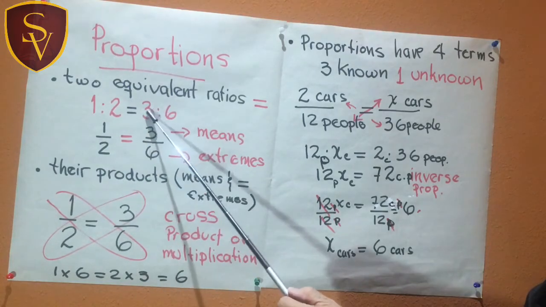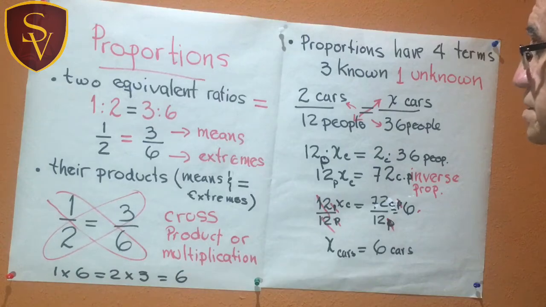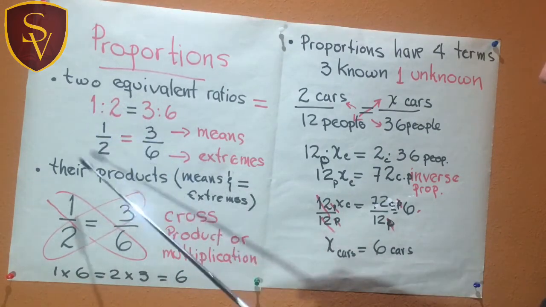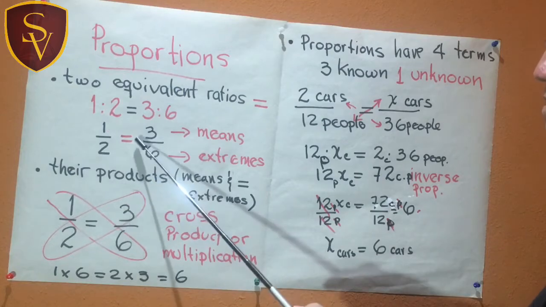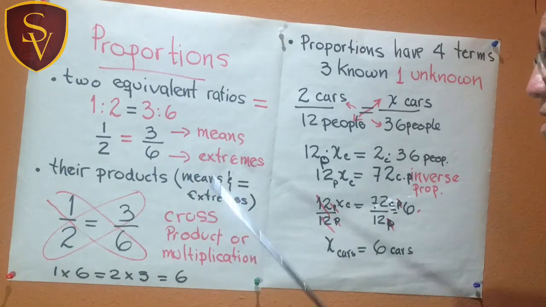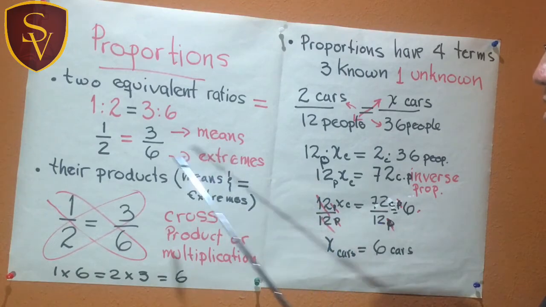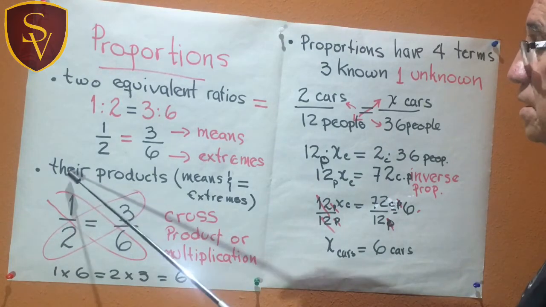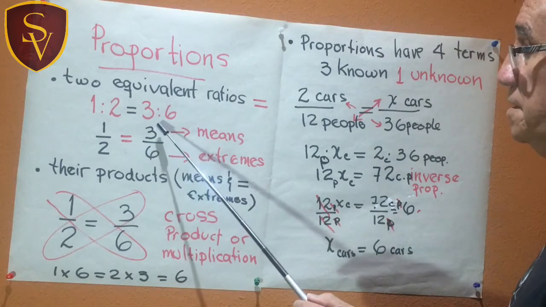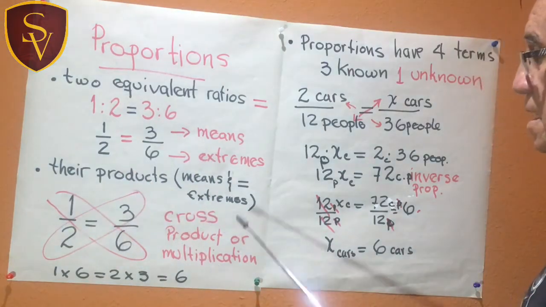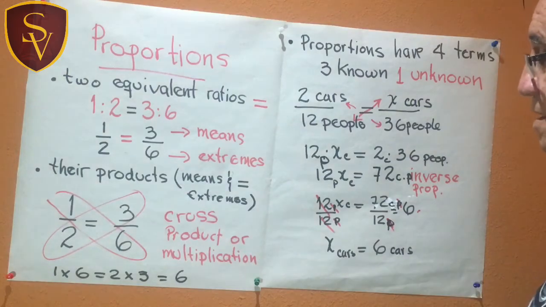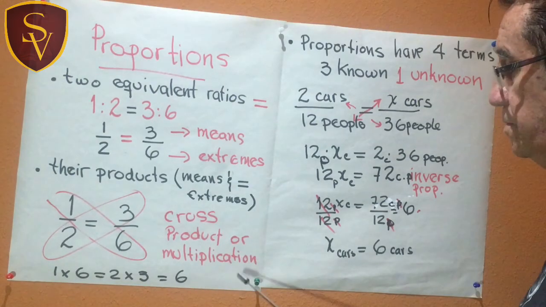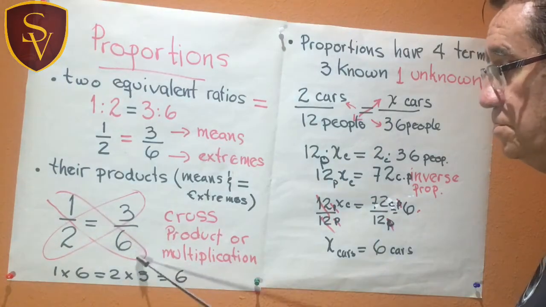1:2 is the same as 3:6. Or in other words, in fraction form, 1/2 is equal to 3/6. The upper numbers are called means, and the lower numbers are called extremes. The basic principle of proportion in math says that the product of the means is equal to the product of the extremes. As you can see here, it's a cross product, a multiplication in a cross section.